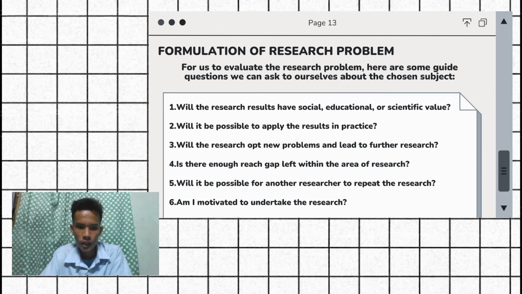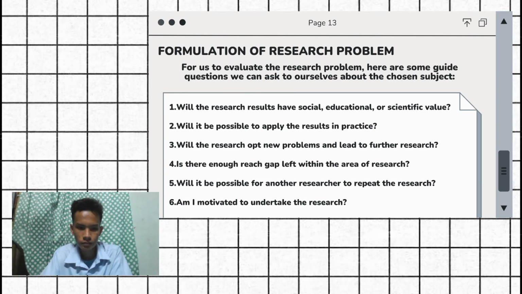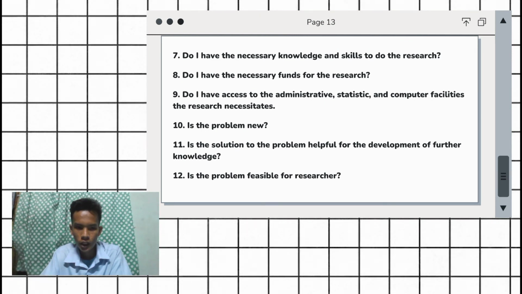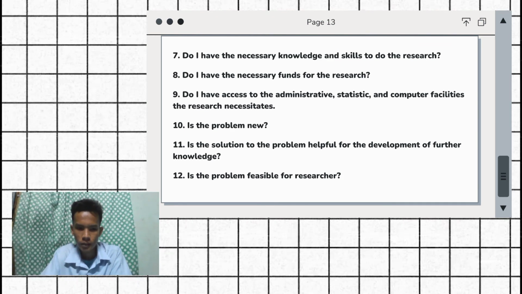Number 6, am I motivated to undertake the research? Number 7, do I have the necessary knowledge and skills to do the research? Number 8, do I have the necessary funds for the research? Number 9, do I have access to the administrative, statistic, and computer research necessities? Number 10, is the problem new? Number 11, is the solution to the problem helpful for the development of further knowledge? And last, number 12, is the problem feasible for the researcher?